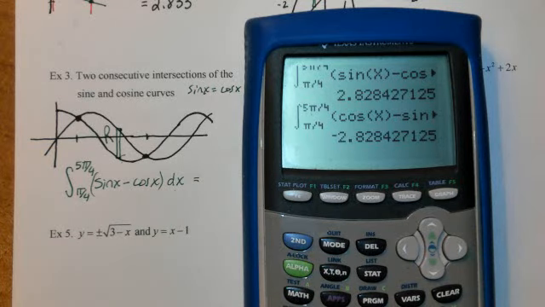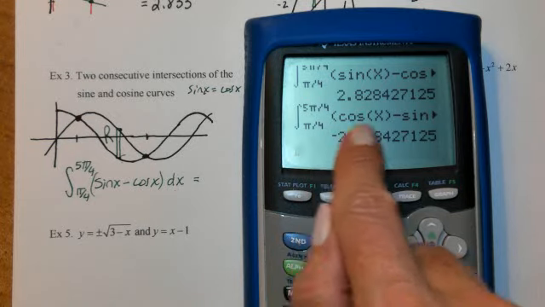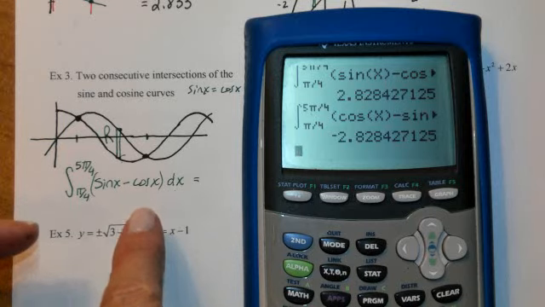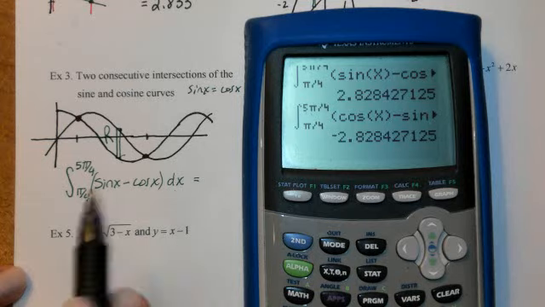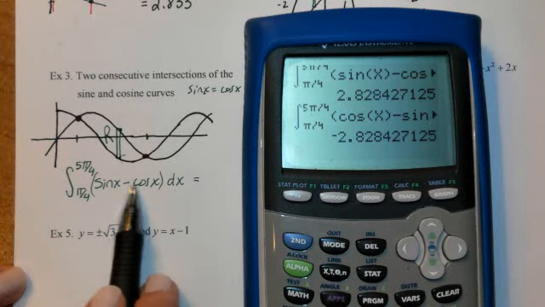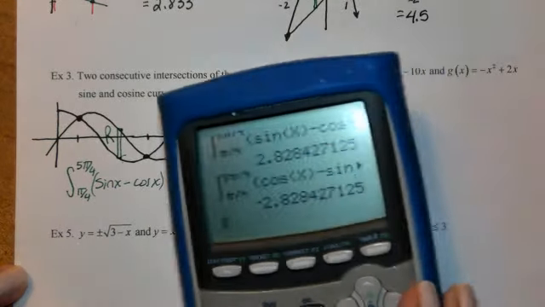Can area be negative? An integral obviously can be negative. An integral can be negative. Can the area be negative? No. Area can never be negative, okay? So keep that in mind. When you get a negative answer, take a look at how you made your height, because there's a good chance you need to switch the two things. Okay? So I'm going to put 2.828.